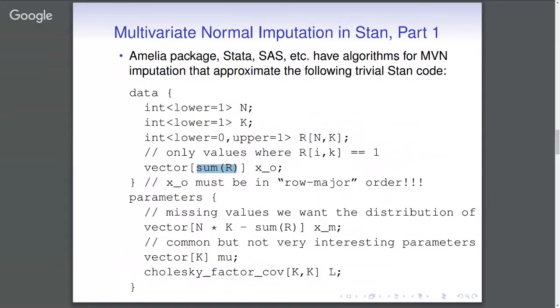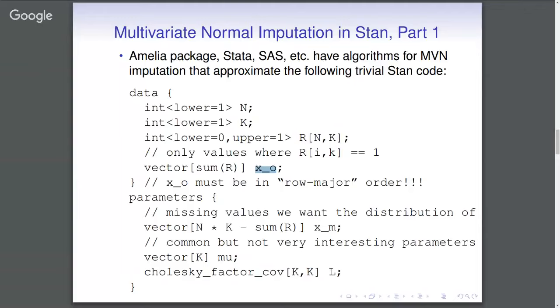So we have N, we have K, we have R, which is N by K, and we have a long vector for all the elements of X which are actually observed. The number of that is equal to the number of ones in R. So far, so good?